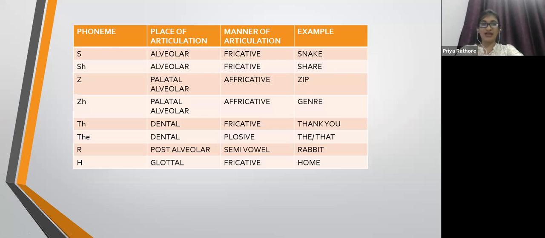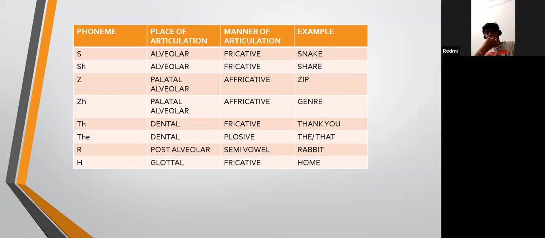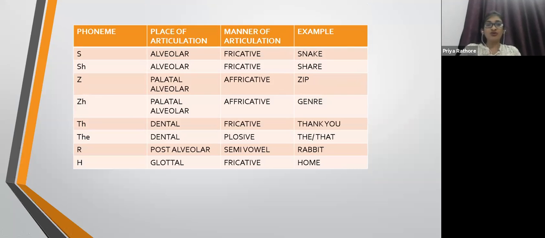This is again the continuation. All these sounds are there. There are other sounds also. You see, s, sh, z, zh, d, r, h. Now, I would want to bring your attention to the fourth sound here, which is zh. I have seen a lot of people not being able to pronounce this sound, and they say j.